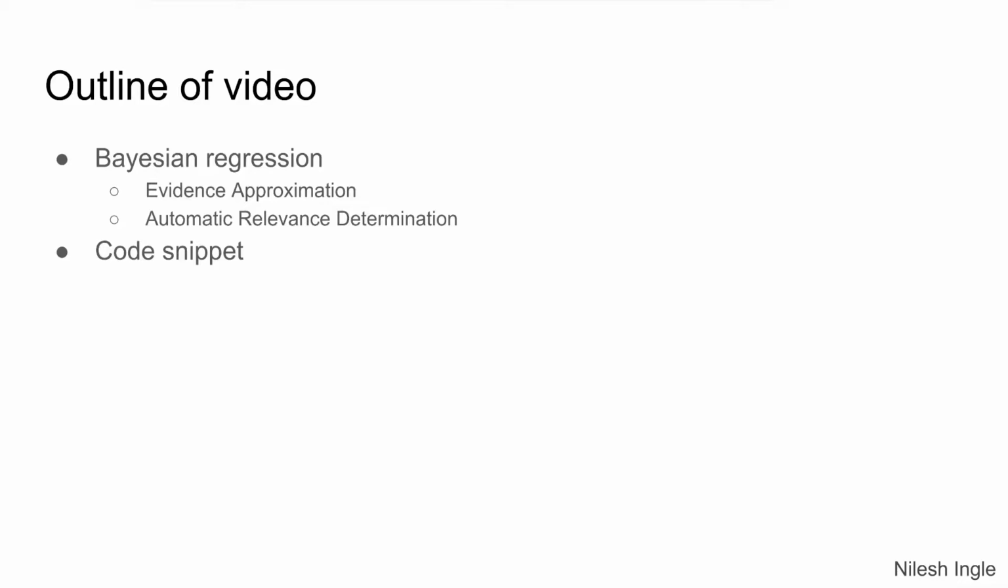Both of these topics are based on previously published papers. One is Relevance Vector Machines by Tristan Fletcher, and then there is another paper by Tipping. So I'll have those mentioned on the slides as I talk through them.